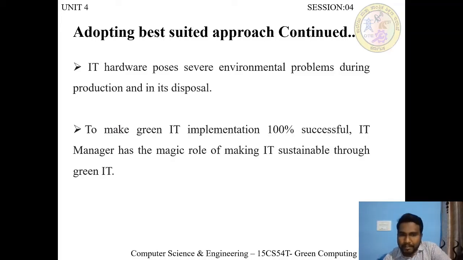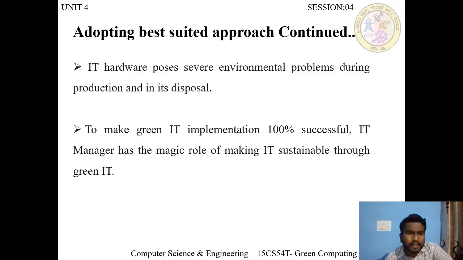To make Green IT implementation 100% successful, the IT manager has the magic role of making IT sustainable through Green IT. So here we are saying the IT manager has the magic role of making IT sustainable. Definitely, the IT manager has a dream of green IT, and the process will be dreamt of very beautifully. The IT manager can convince anyone, like employees, to do anything if he has the capability to do it.